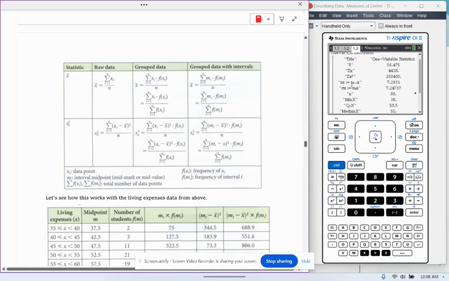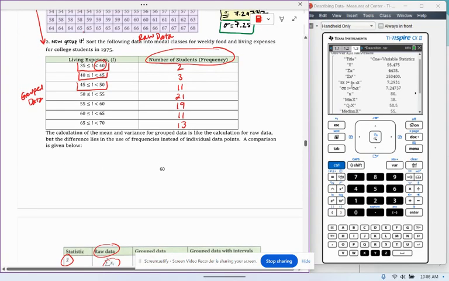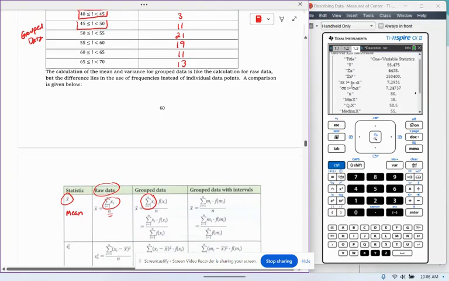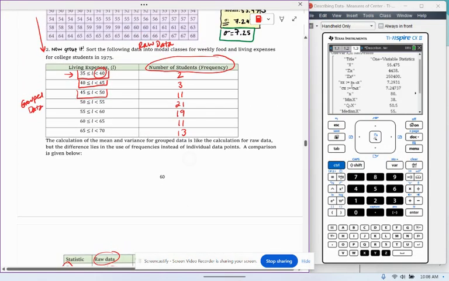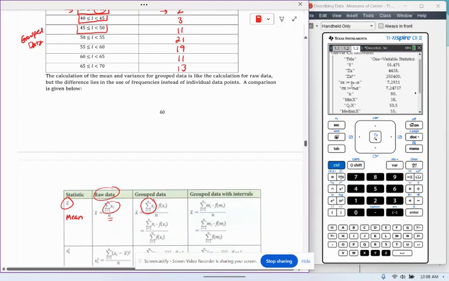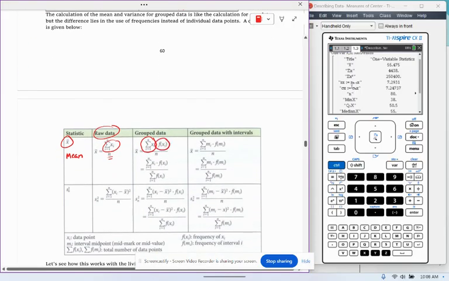So we have the X-bar statistic, aka the mean, calculated as follows with raw data. We sum up all the X's and then we divide by the number of X's. With grouped data, what we are going to want to do is take the midpoint of this interval and multiply it by the frequency of the numbers in that modal class, and then divide by the total number of items, okay?